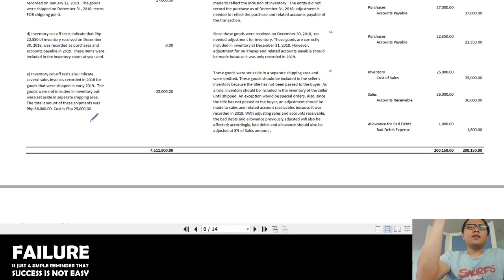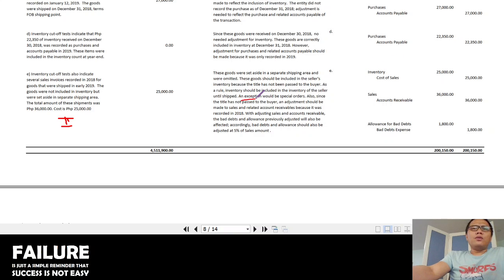The answer is that, in general, until it is shipped, okay, until it is shipped, an inventory should be included as part of the seller's inventory. So, in this particular transaction, dapat natin ito i-include because wala pa talagang shipment na nangyari. Okay, wala pang shipment na nangyari. And it was not included because hindi siya nasali sa count. Kasi yun nga, nandun siya sa separate area.